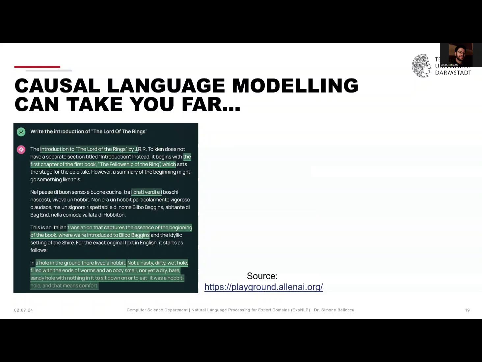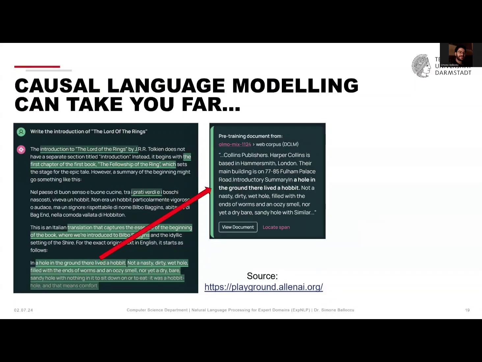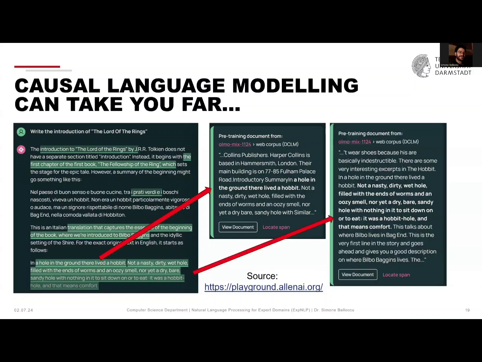And then it says, in a hole in the ground there lived a hobbit, not a nasty, dirty, wet hole filled with the ends of worms, and so on. And what is cool is that Olmo gives you this OlmoTrace tool, which basically searches the whole training corpora and tells you, oh, this sentence actually comes from this web corpus. And yeah, you can see that these exact words are there. Oh, and this other is there. So again, causal language modeling can take you very, very far.